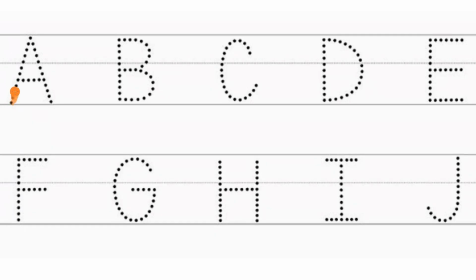Let's write A. You can start from the top or bottom and write two slanting lines. Then join both the slanting lines at the middle. Isn't it easy?